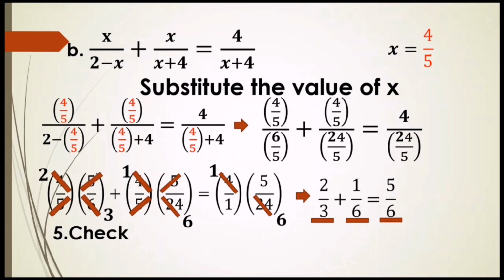After that, we are gonna add 2 over 3 and 1 over 6. Let us see if the answer is equals to 5 over 6. Since the answer is 5 over 6, the answer is correct.